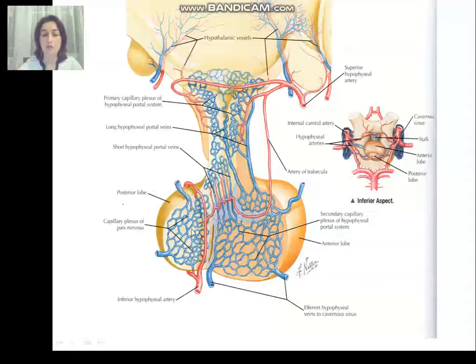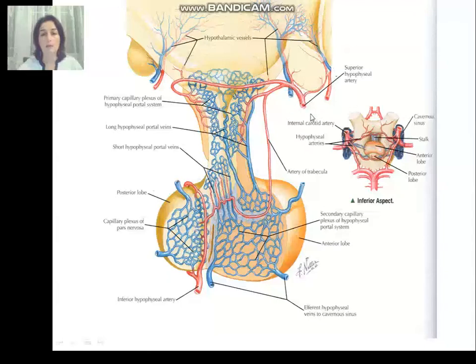The capillaries formed here are fenestrated capillaries. It means that in their wall there are thin regions, fenestrations, which provide more intense exchange of substances between the blood and the tissue of the neurohypophysis. In this way, hormones are released into the blood circulation.